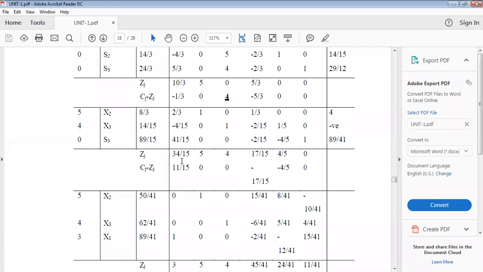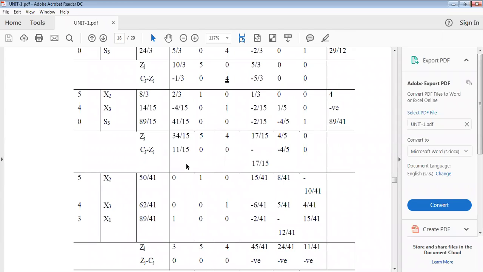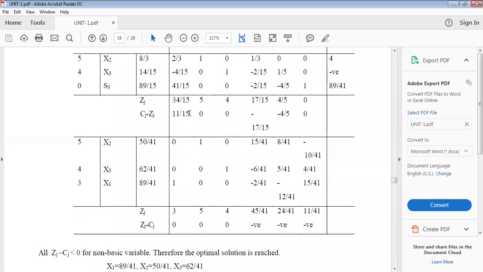Okay, now in the Cj minus Zj values, you have to identify the maximum positive value. This is a negative value, this is a negative value, this is a 0 value, this is a 0 value, but still there is 11 by 15, a positive value, isn't it? This positive value has to be removed. Cj minus Zj should always be negative or 0, less than or equal to 0. Then we can solve the problem. So next, in the next iteration, Cj minus Zj has to be checked.